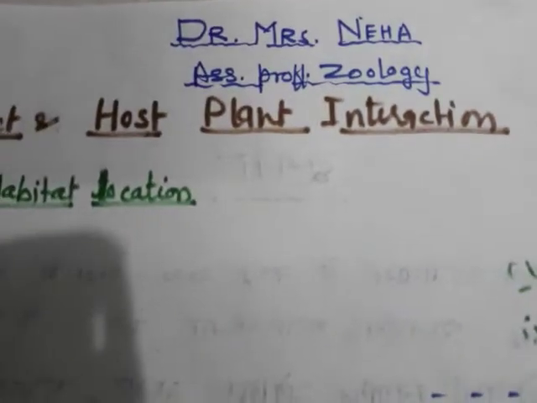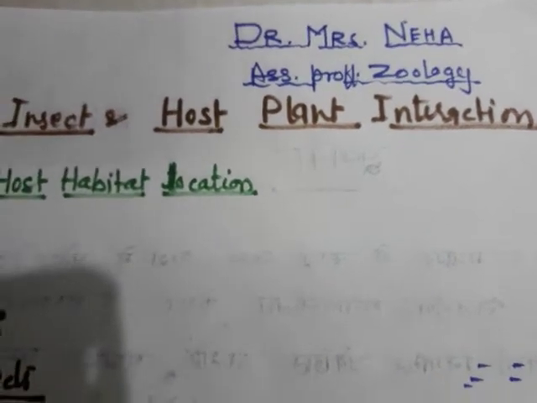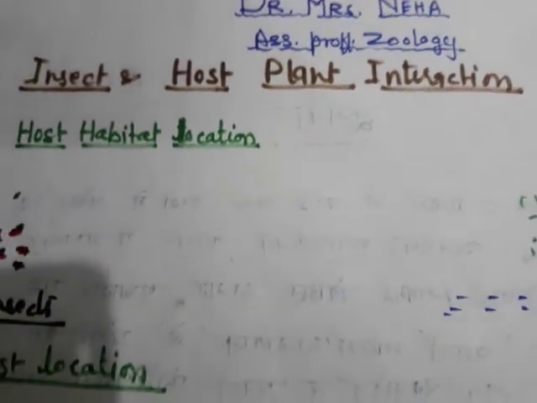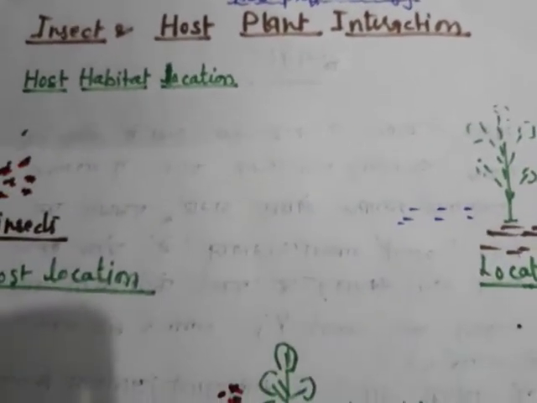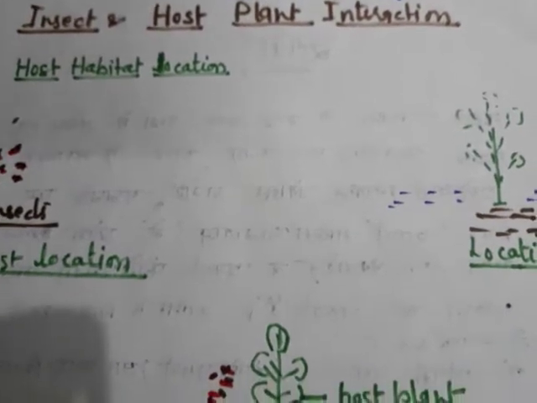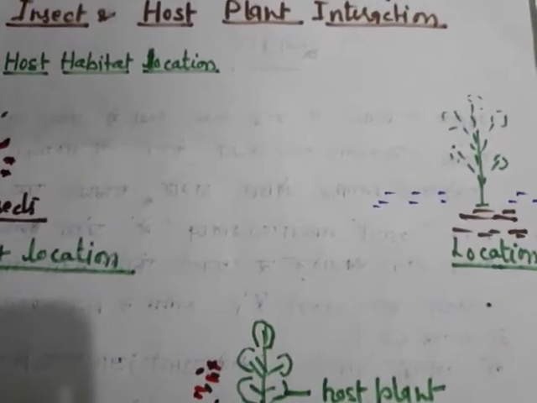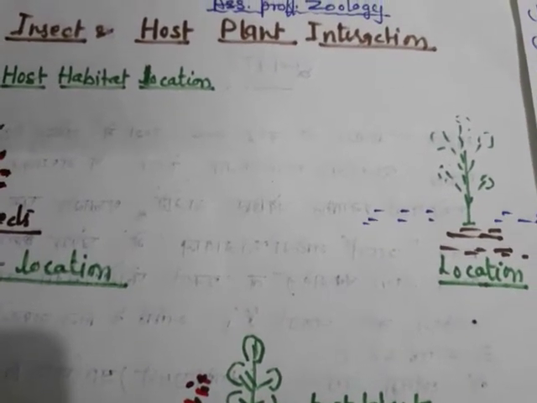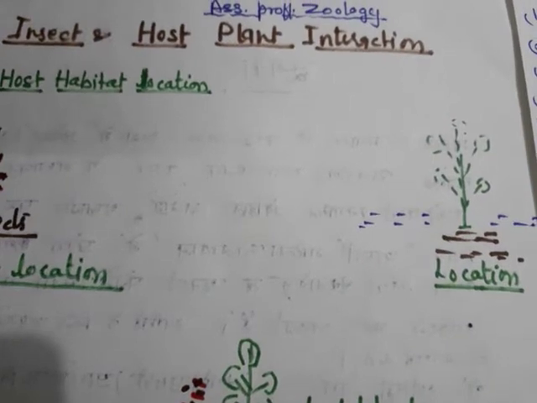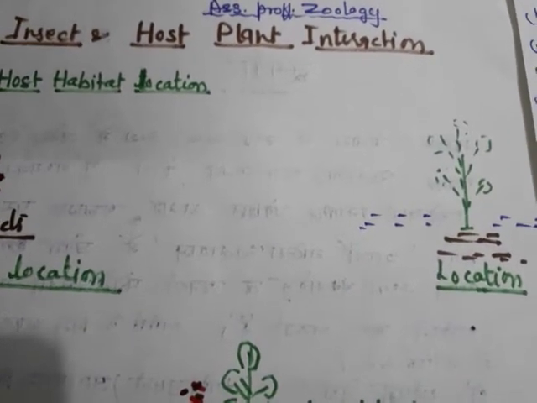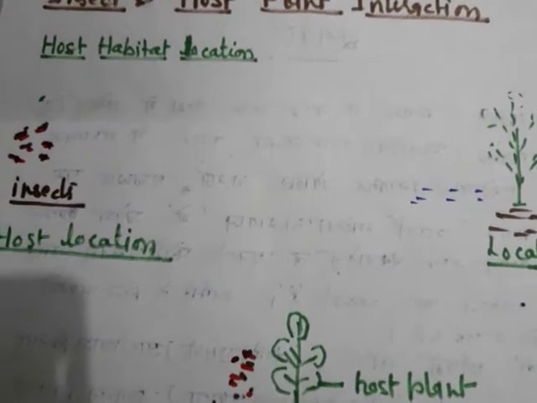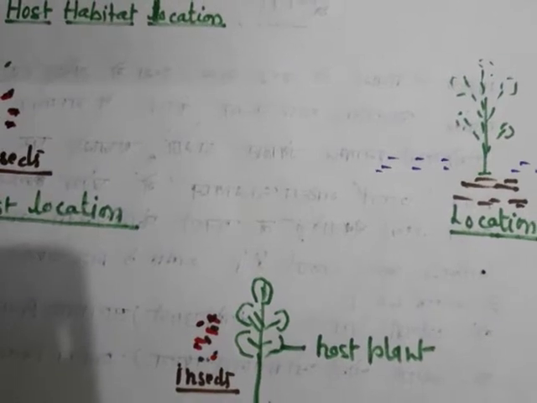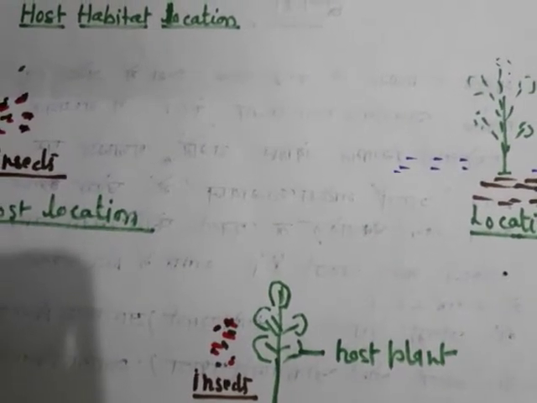Host plant and insect interaction, or insect host plant interactions. Usually insects are phytophagous and depend on plants for their food. Other insects which are not phytophagous feed on phytophagous insects and are indirectly related to plants.